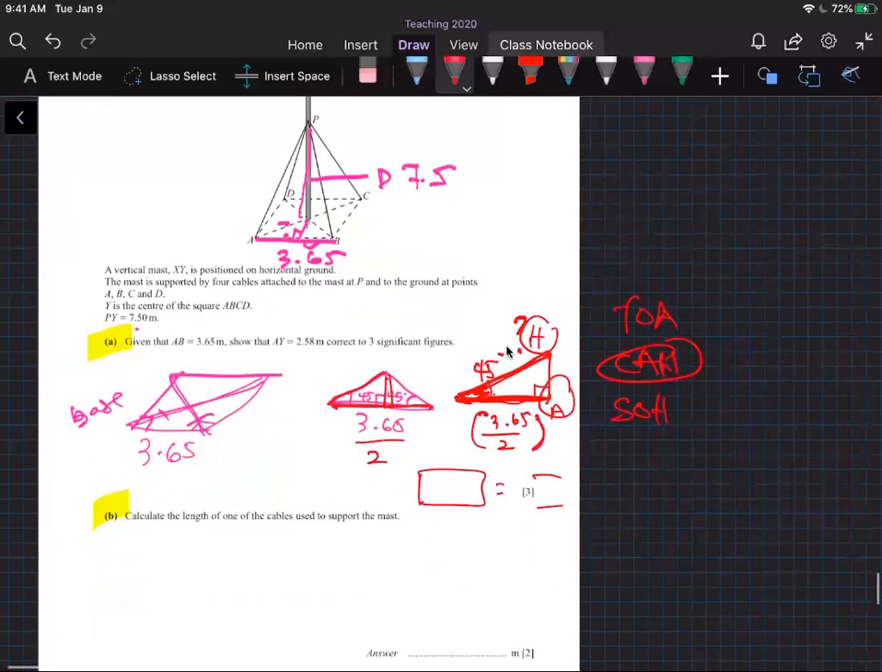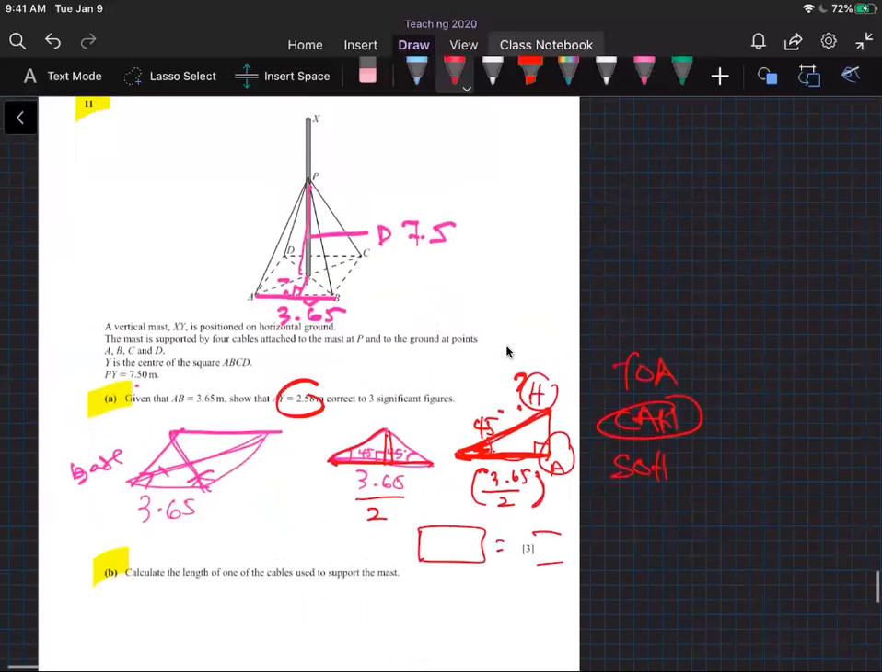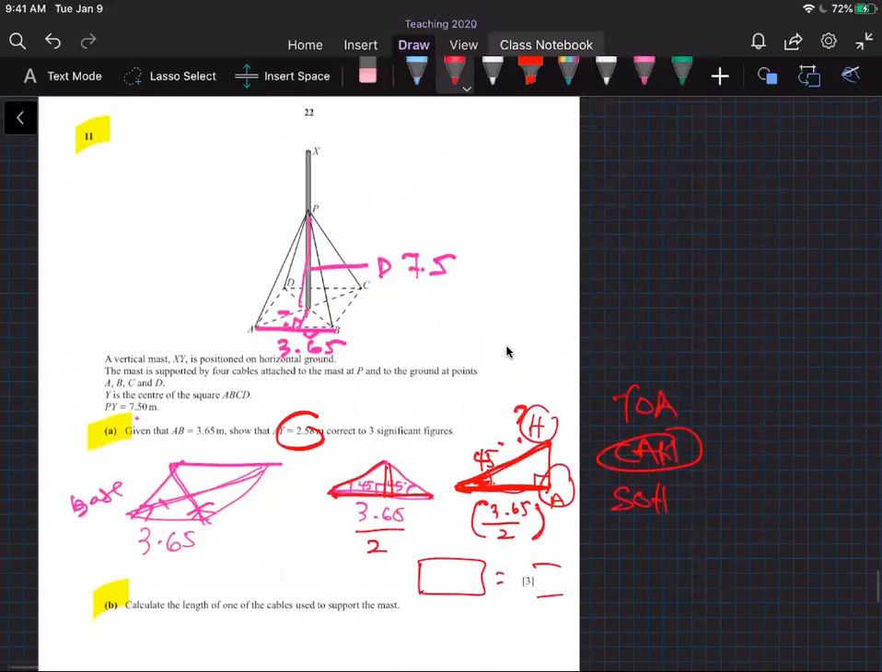Okay, next one, calculate the length of one of the cables used to support the mast. Kejap, before that, remember this is how your final answer should look like. Okay, so that should help you. Calculate the length of one of the cables used to support the mast. Mana datangnya one of cable? Baca balik. The mast is supported by 4 cables attached to the mast at P to the ground. Artinya, AP ataupun BP ataupun CP ataupun DP. Pasal apa? Katanya 4 cables. So you just have to calculate one of the cables.